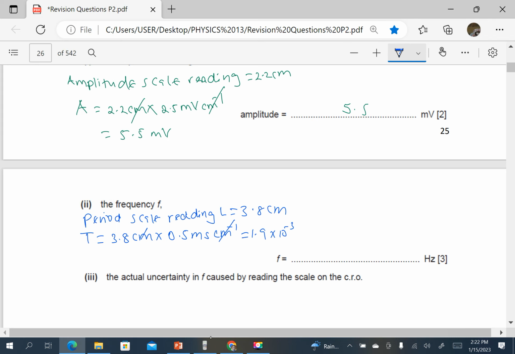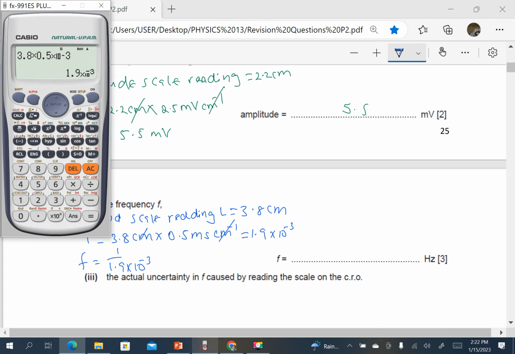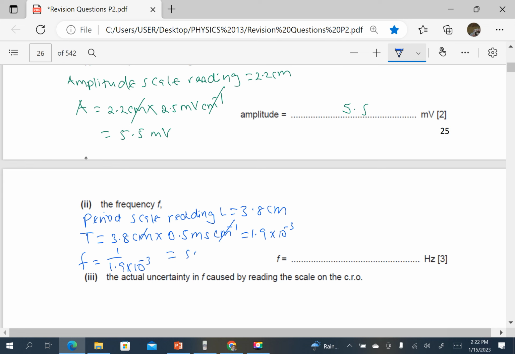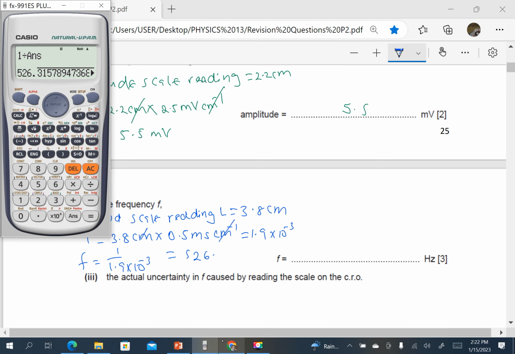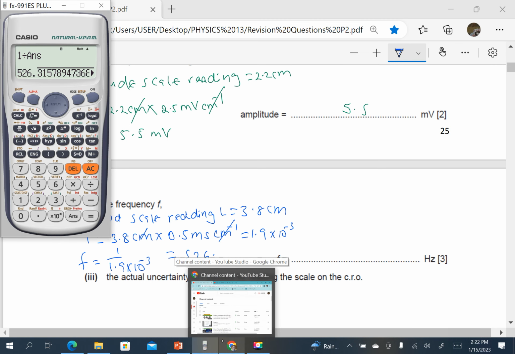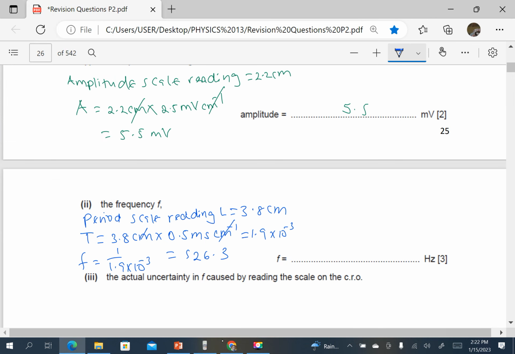That is the period. Frequency is the reciprocal, so it is 1 over 1.9 times 10 power negative 3. So we have 1 divided by the answer, and that is 526.3 as the frequency. So I can write it to two significant figures, approximately 530.